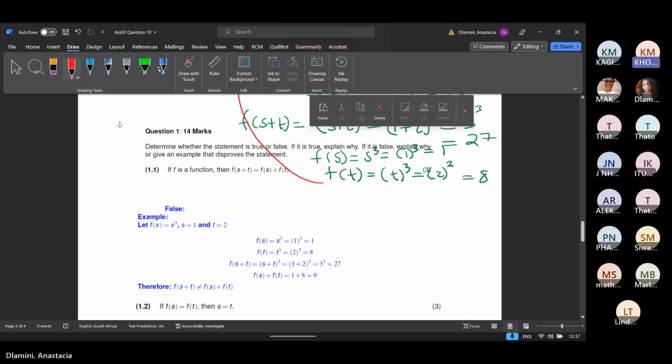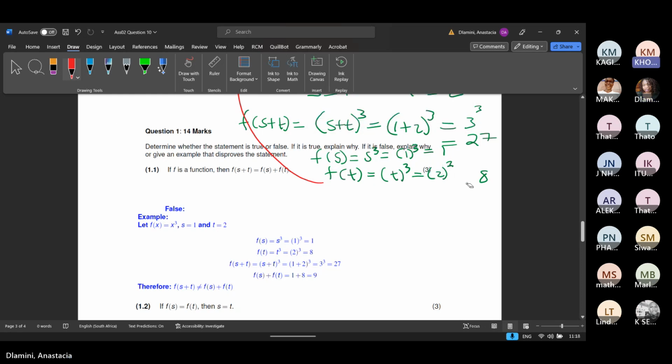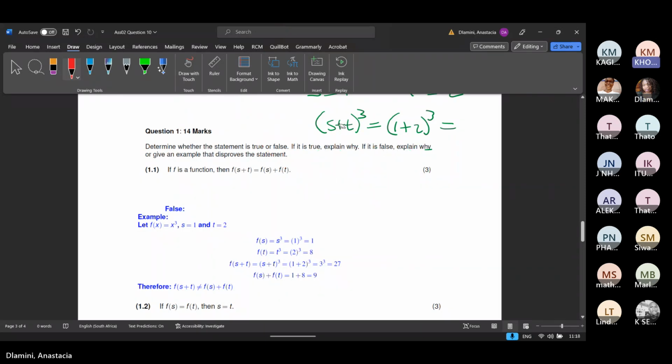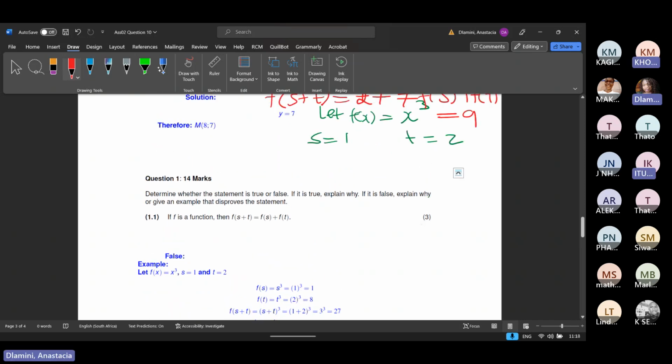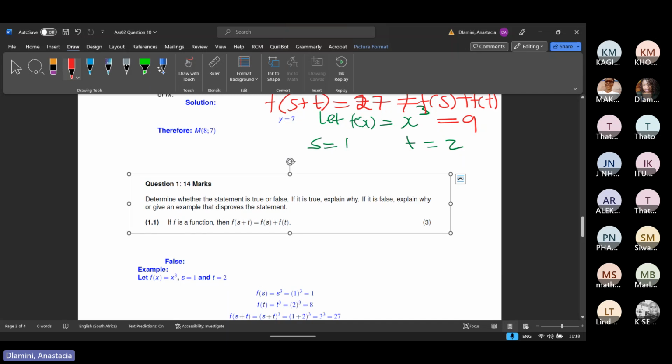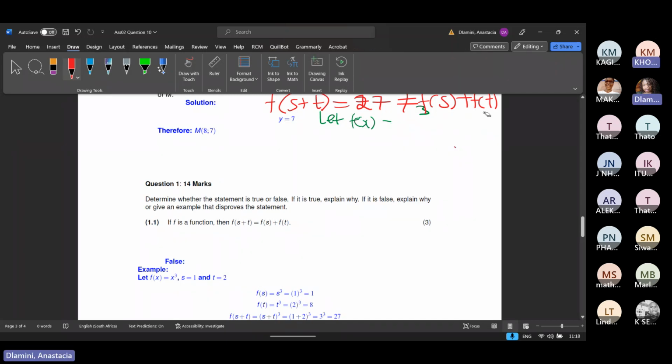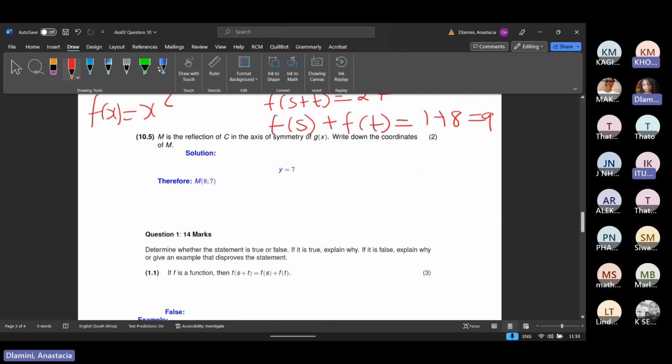Ma'am, may I ask? Yes. I have an issue with this one because I believe if we use linear functions, it will be true. But I don't know which one to choose actually. Okay, so can someone explain to him what I said? Because the equation only describes linear functions, it doesn't describe the other functions. So it only works for linear functions.